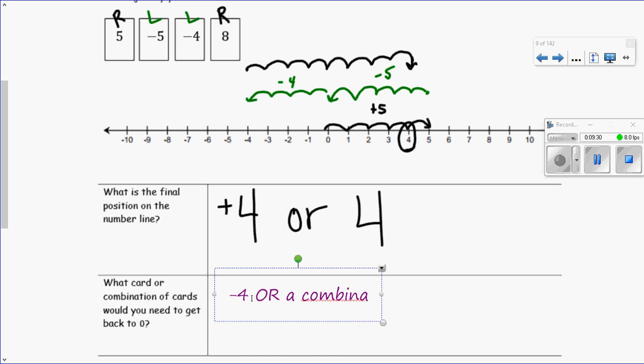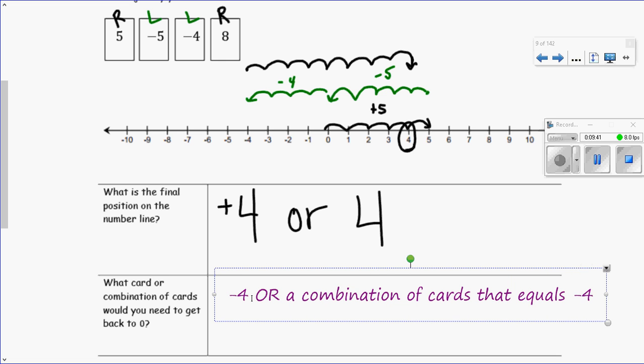a combination of cards that equals negative 4. Can you think of another combination that would help me move left 4? I would say negative 3 and negative 1. Or I could do negative 2 and negative 2, assuming that there's more than one negative 2 in the deck. Okay, so something that's going to help me move left 4 places.